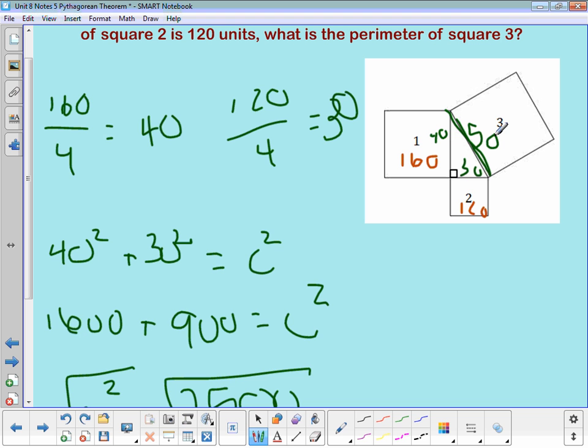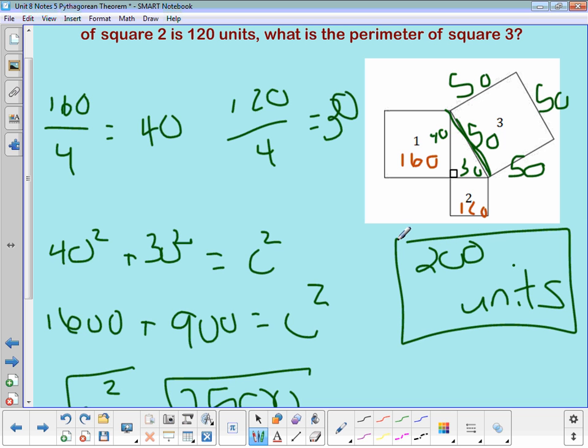It's asking me the perimeter, so I need to take into account that each of these side lengths are 50. So I need to add up 50 four times. And when I do that, I get 200 units. So the perimeter of square 3 is 200 units.